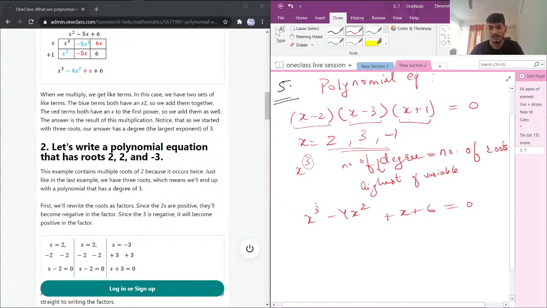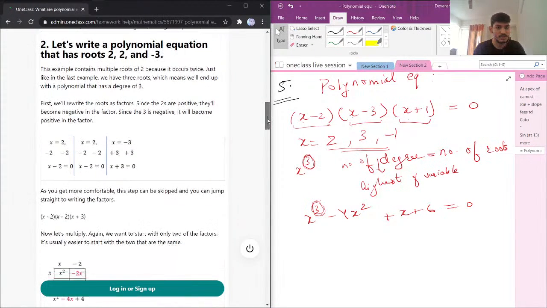So as I told you, the highest degree of this is 3. I also got 3, and the number of roots will be 3 as well. Let us write a polynomial equation which has roots 2, 2 and negative 3.